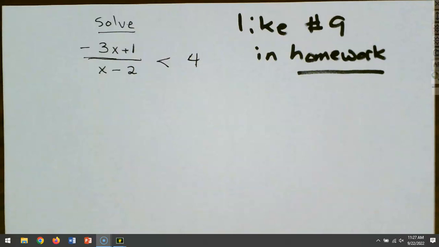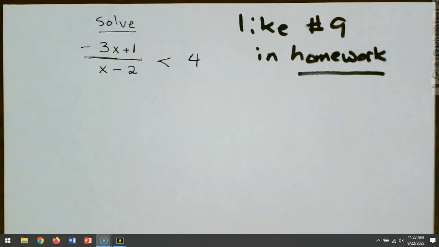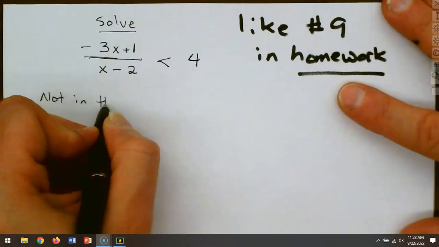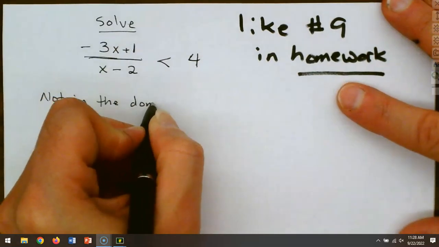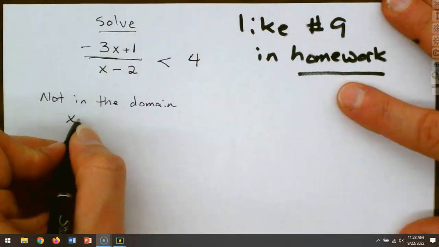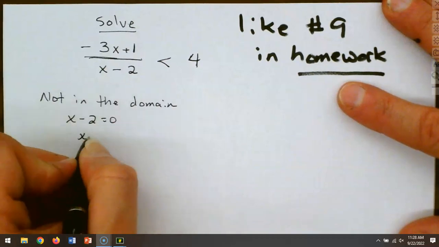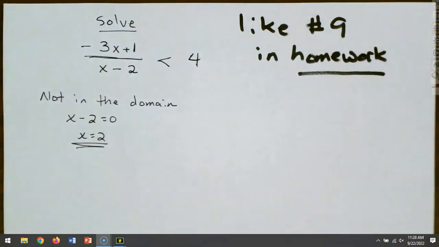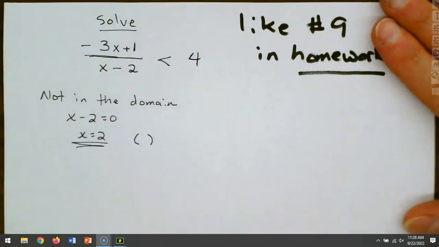So what do we need to do first? Well, the first thing that we're going to have to do is determine what number or numbers will not work. And so what number is not in the domain? 2. Okay, why is 2 not in the domain? Well, x minus 2 equals 0, so x equals what? 2. So that is not in the domain. That's our first number. It's going to go on the number line. And this one gets parentheses, by the way.